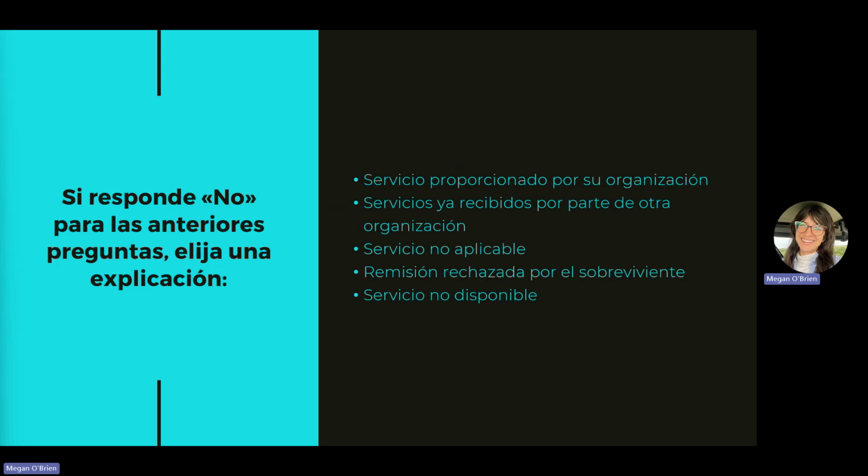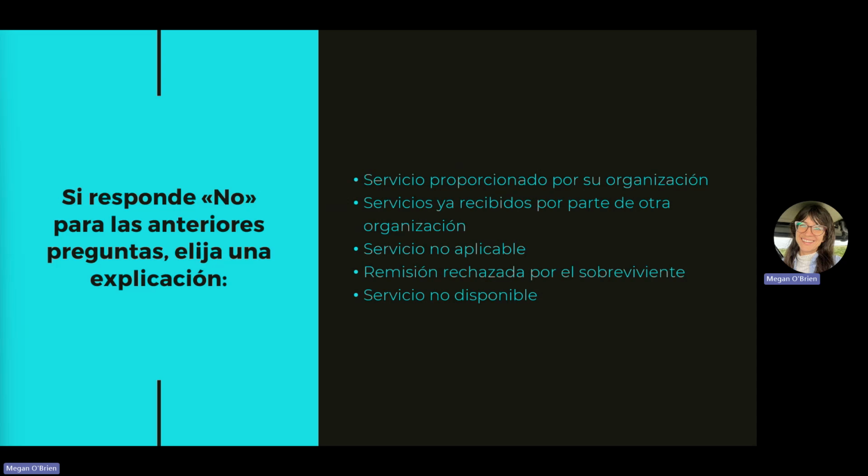So maybe you selected no because the service was already provided by your agency. Maybe you said no because the service was already received from another agency. So maybe the survivor has already gone and received health and medical care, so the referral was not needed. Maybe the service was not applicable. You wouldn't have referred a survivor to child protection case management if they're not a child and if there are no children in their lives impacted by the act of violence.